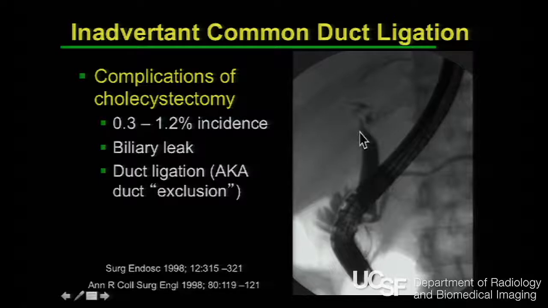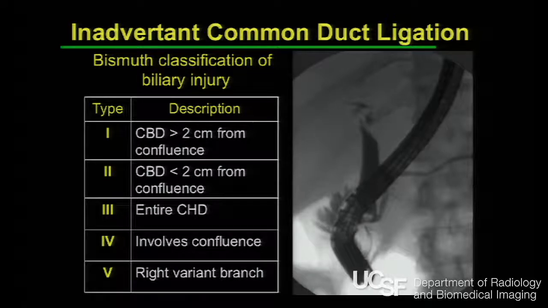So complications of cholecystectomy are, well, they're uncommon, but cholecystectomies are the second most common operation in the abdomen, after a hernia repair, inguinal hernia repair. About 600 to 800,000 of these are done every year. A lot of these patients get injury. So we classify the duct injury by the Bismuth classification.